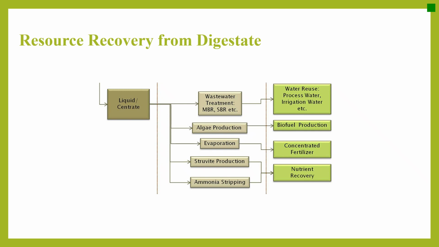In this slide, we have the liquid portion of the digestate after dewatering. This liquid portion can further be treated in wastewater treatment plants like MBR, SBR, and we can have reusable water that can be used for process water, irrigation water, etc. We can use that liquid portion for algal production, and we can produce biofuel. And after evaporating the liquid portion, we can have concentrated fertilizer. We also can use this liquid portion to produce struvite, and we can recover nutrient, and also after ammonia stripping we can recover valuable nutrient.